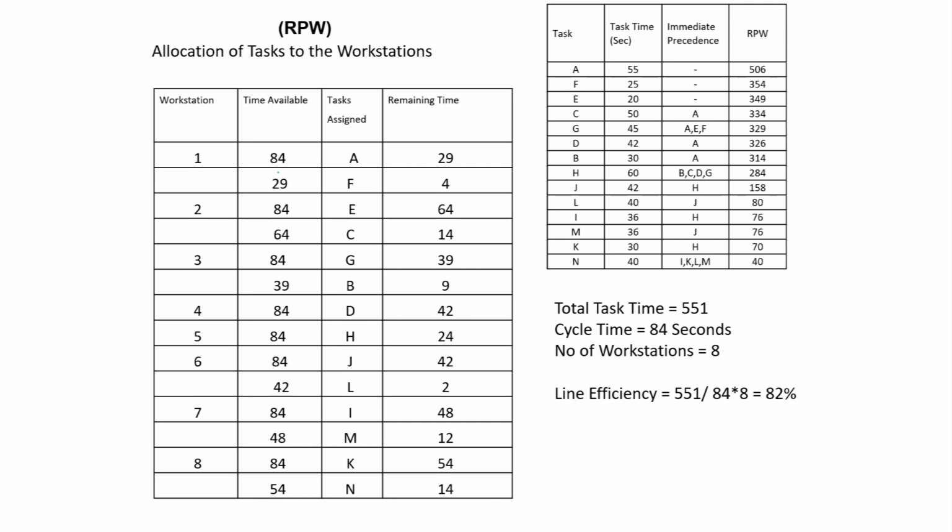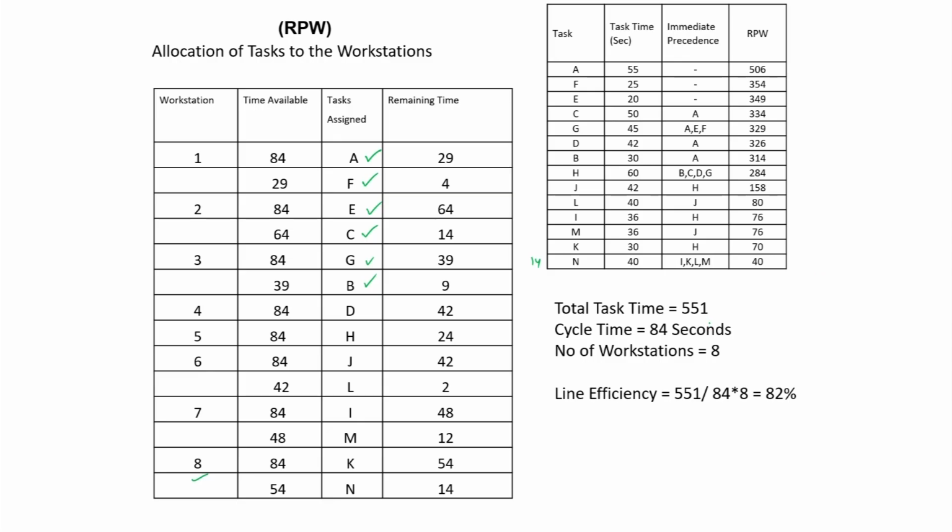Workstation number 1 has element A, then F. Workstation 2 has element E, then C. Workstation 3 we can do in the same manner. While doing this, we are able to allocate all 14 elements on 8 workstations. Now, remember our minimum number of workstations was 7, but it is not possible to assign all the tasks to these 7 workstations. We need 8 workstations to assign all the tasks.